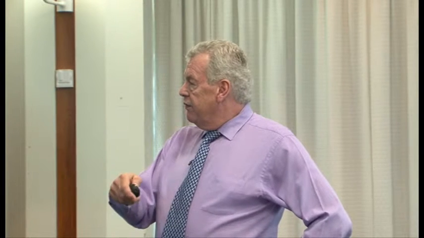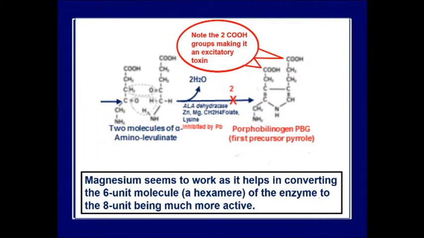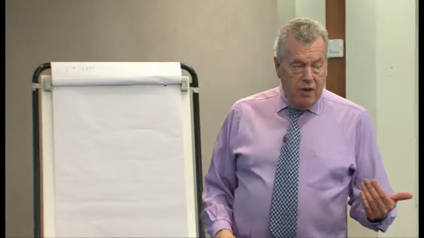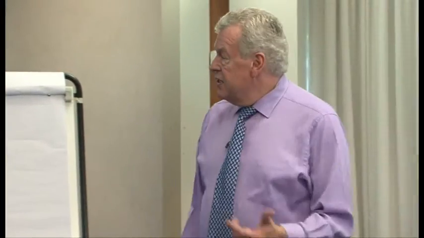So if we follow this along, our next substance that we make is PBG. PBG stands for porphobilinogen. PBG is the first pyrrole ring. We see a ring forming now. This is called a pyrrole ring. So we've got two molecules of ALA, an ALA dehydrase enzyme here, which appears to be zinc and magnesium dependent. So now we've got B12, B6, magnesium, and zinc.